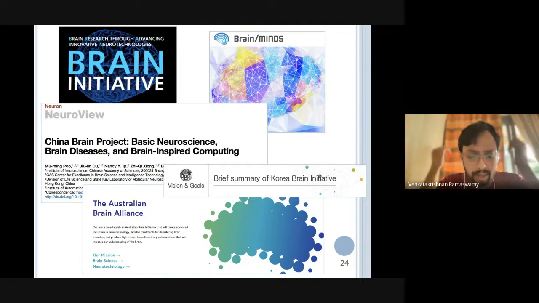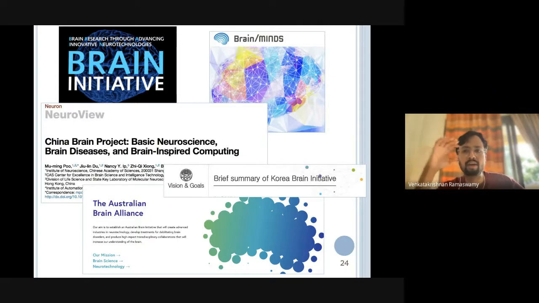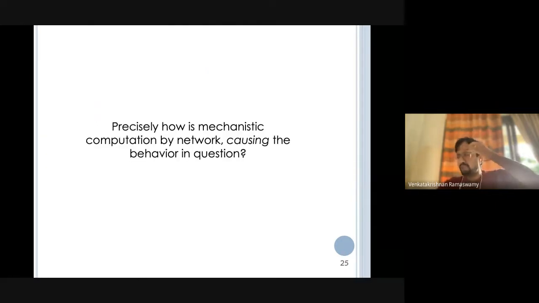And indeed, there are several national and international initiatives that are aimed at building technologies to accelerate techniques such as these. Right? And so there's the US Brain Initiative and the Japanese Brain Minds Project, and projects in China, Korea, and Australia, to name a few. So the goal of many of these projects is to give us techniques that will enable us to understand precisely how mechanistic computation by the network causes behaviors in animals.